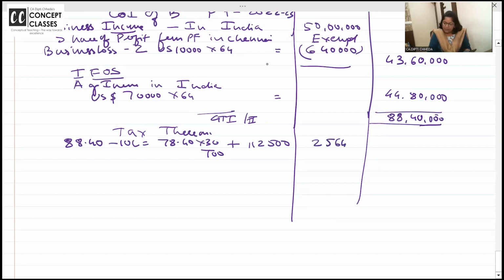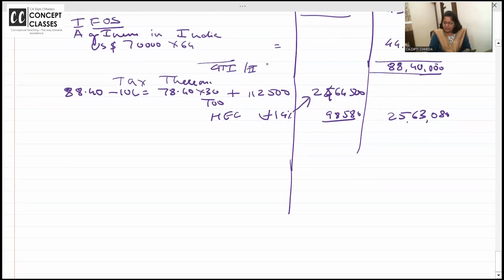25,24,64,500, and on that 4% HEC, 98,580. So what is the tax? 25,63,080. 25. Correct है नहीं?